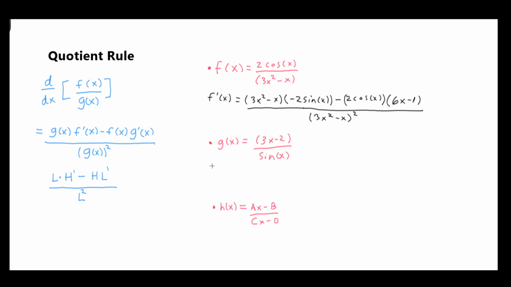For our next one here, g prime of x. Once again, we'll just go down the line of our formula. You can use either one, whichever one you're more comfortable with. So in this case, starting with this one here, our lower function is going to be just the sine of x. And then we're going to multiply that by the derivative of our higher function, which is 3x minus 2. And the derivative of that is just going to be 3.